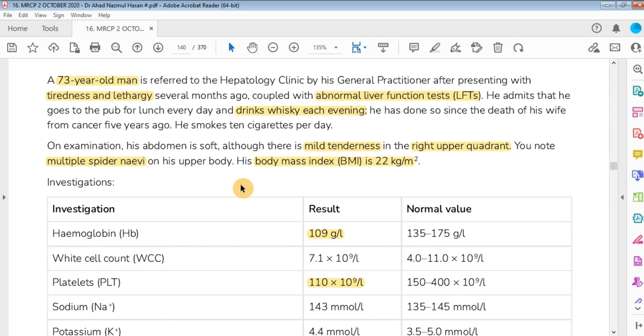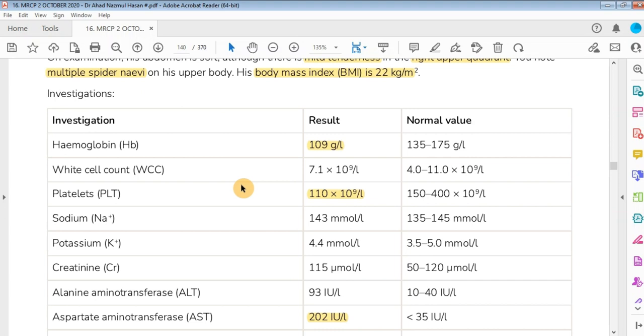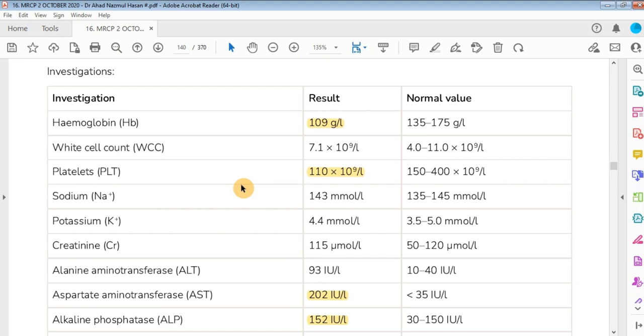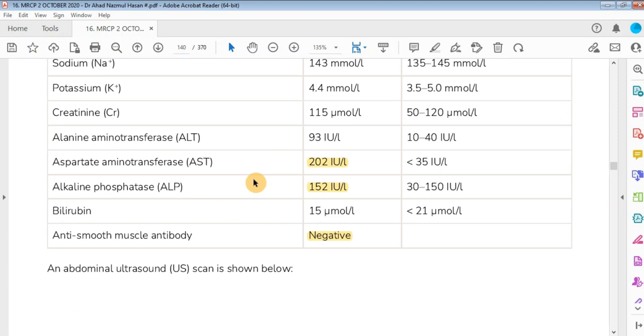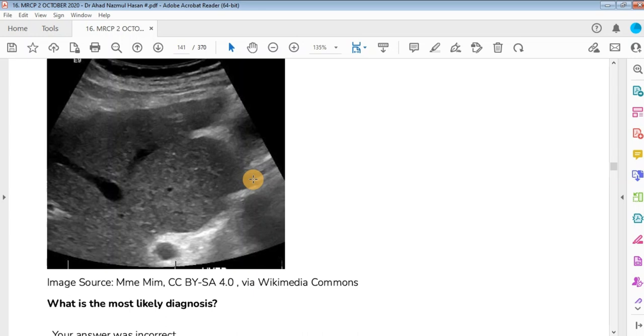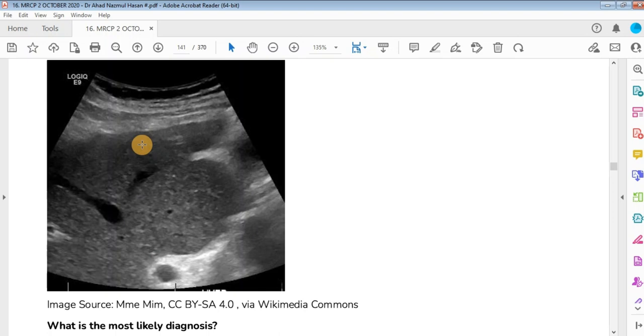Hemoglobin 109, WBC normal, platelet 110, low, sodium normal, potassium normal, creatinine normal, ALT 93, AST 202, ALP 152, bilirubin 15, anti-smooth muscle antibody negative. The ultrasound scan is shown below. So there is hypertrophy of the caudate lobe and the echogenicity has been distorted here.